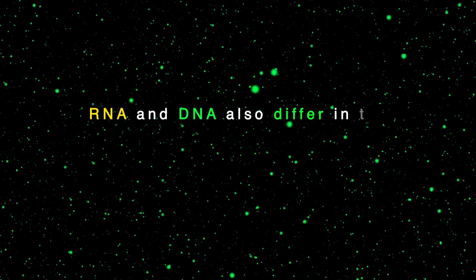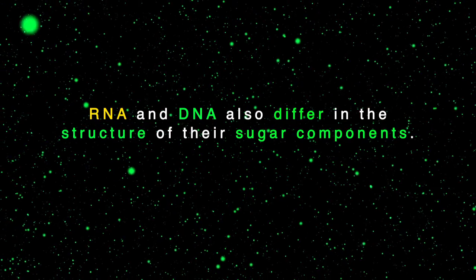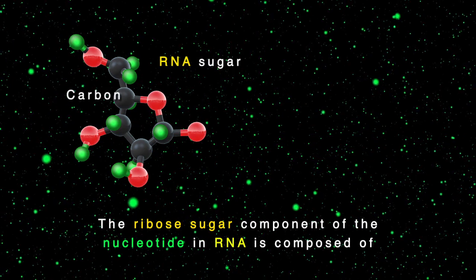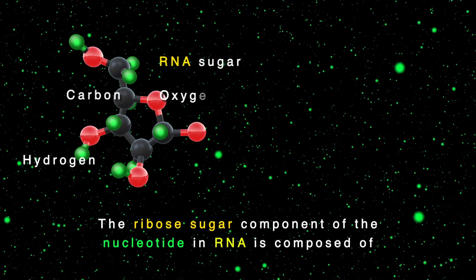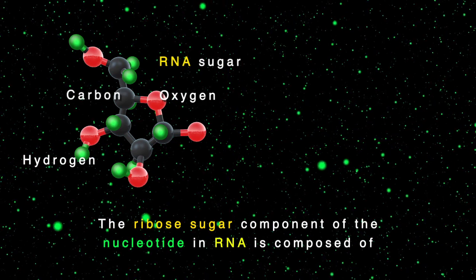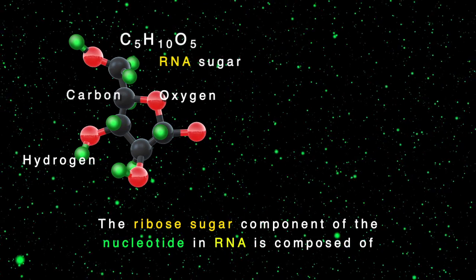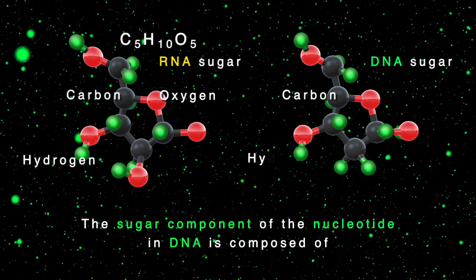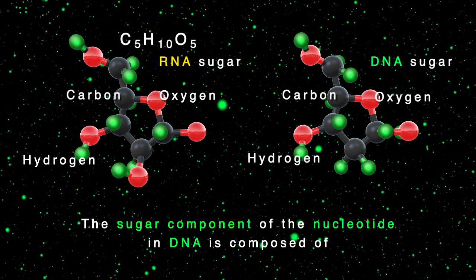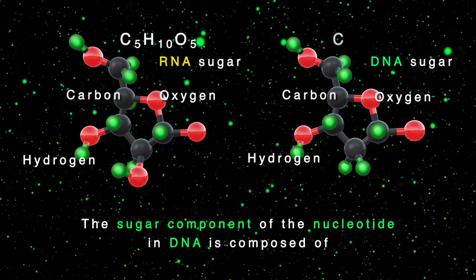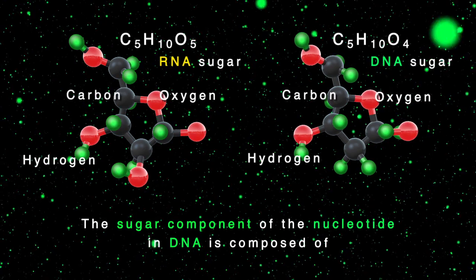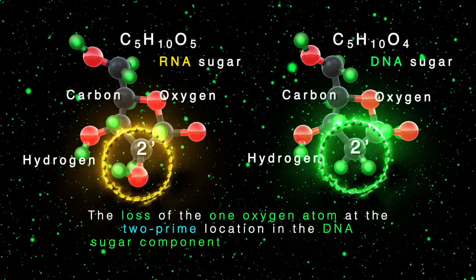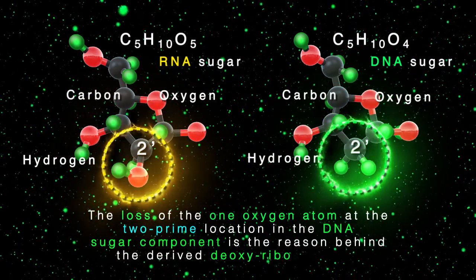RNA and DNA also differ in the structure of their sugar components. The ribose sugar component of the nucleotide in RNA is composed of 5 carbon atoms, 10 hydrogen atoms, and 5 oxygen atoms, hence the chemical formula C5H10O5. The sugar component of the nucleotide in DNA is composed of 5 carbon atoms, 10 hydrogen atoms, and 4 oxygen atoms, which gives us the chemical formula C5H10O4. The loss of the one oxygen atom at the 2' location in the DNA sugar component is the reason behind the derived deoxyribose name.